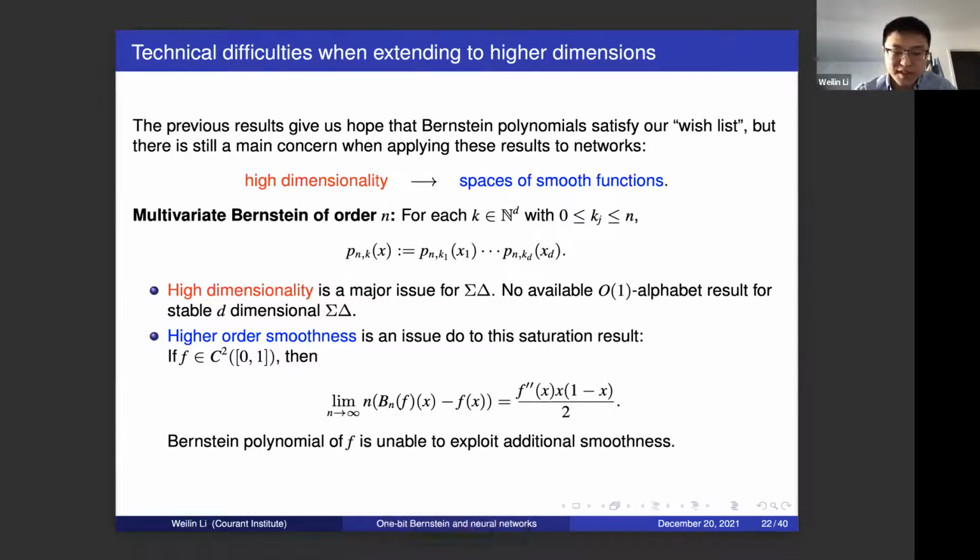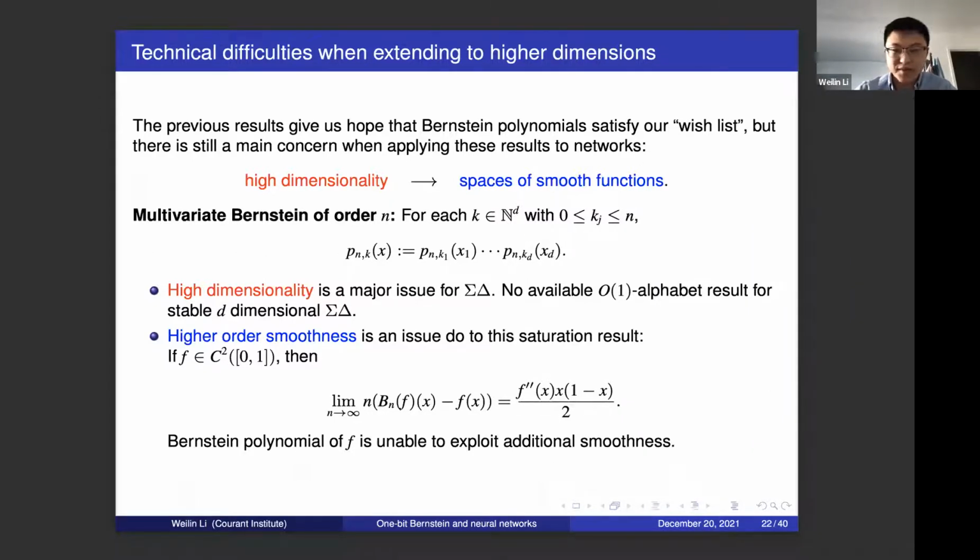f could be 1,000 times differentiable. And this says that even if it's 1,000 times differentiable, the rate of approximation is still 1 over n. So in other words, the Bernstein polynomial of f is unable to exploit additional smoothness. Sounds like a bad problem.